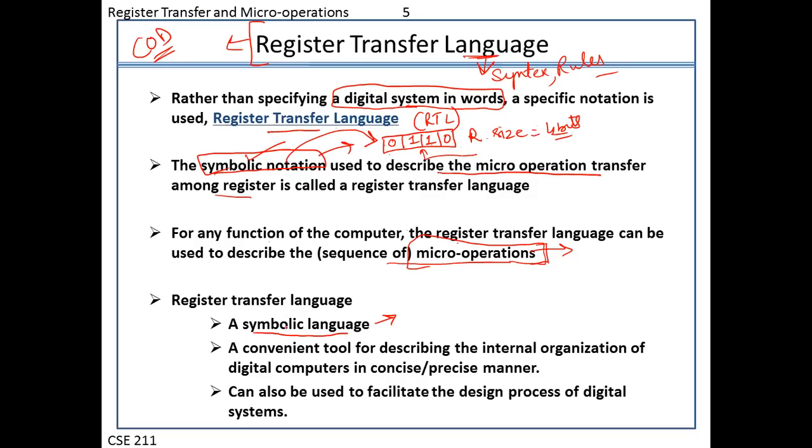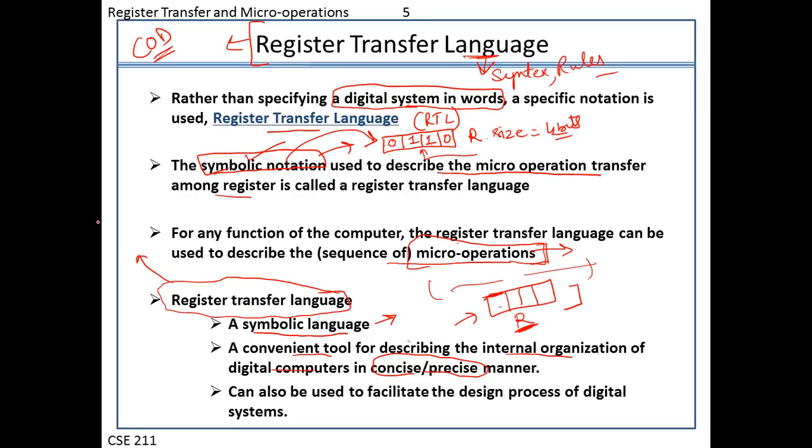Another thing is that it is a convenient tool for describing the internal organization of a digital computer in a very concise and precise manner. It is able to provide the data in a concise manner because for any particular register R, I just need to design it with a symbol, this rectangular box, and name it register R. I need not write sentences saying this is a register R of a specific size. By the symbol only, it is itself depicting the meaning. It can also be used to facilitate the design of digital systems. So, as I was explaining before, we are using RTL in computer organization and its design.